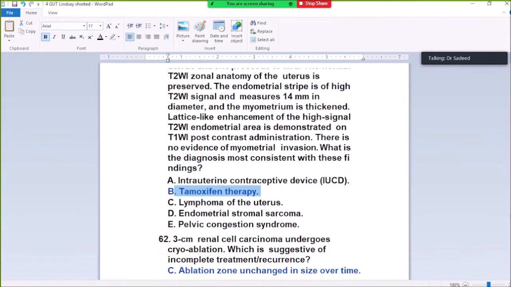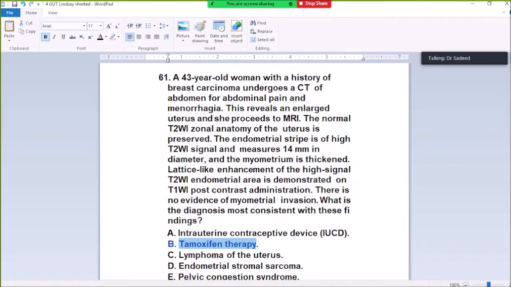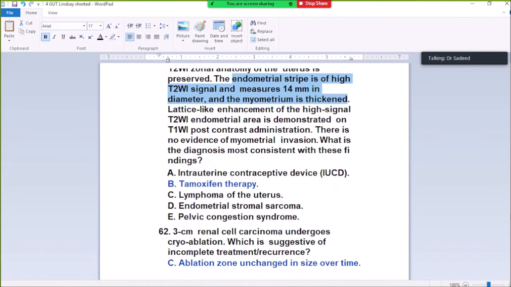Tamoxifen is an estrogen agonist, and it can show this increase. Here, the endometrial stripe is 14 mm, so it is slightly increased in size, and the myometrium is also thickened. So this irregularity in uterine anatomy can be seen in tamoxifen therapy as an estrogen agonist.